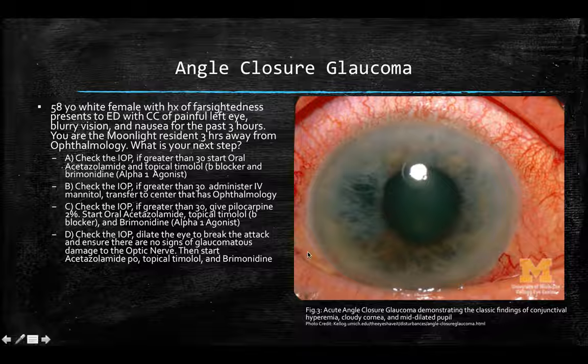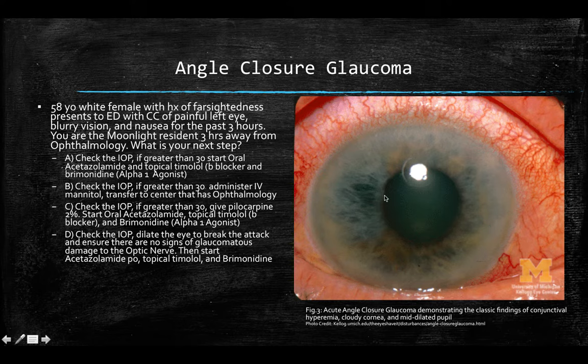Now I want you to take a quick look at this photograph. This is a photograph that should be burned into your brain. You have a pupil that's fixed and mid-dilated. You have a cornea that's classically described as steamy, a very hazy cornea. And then you also have a conjunctiva that is extremely hyperemic and congested.